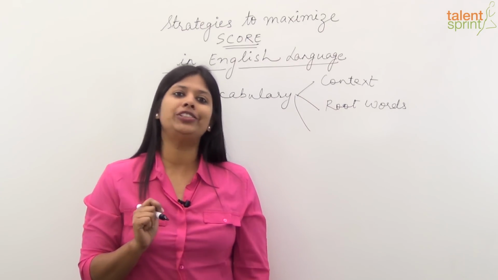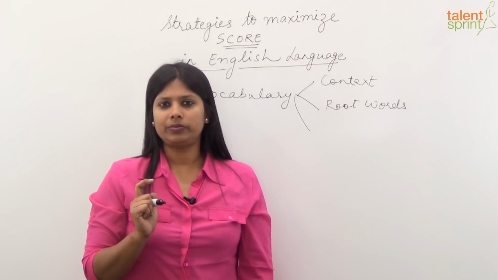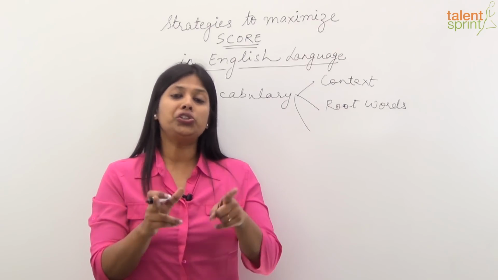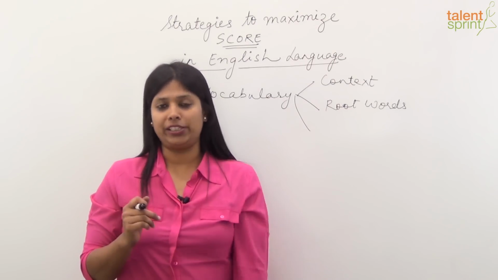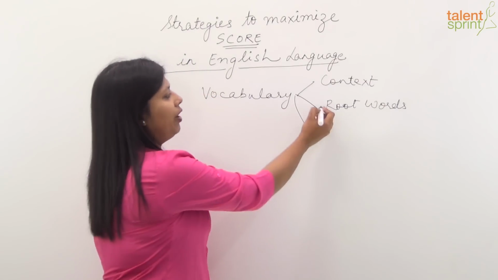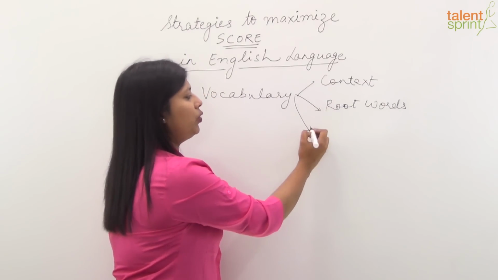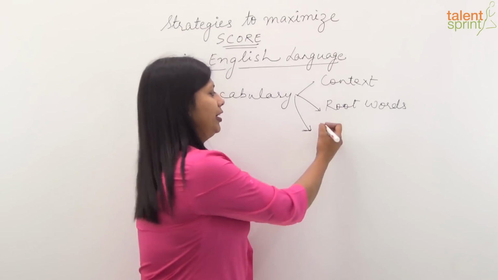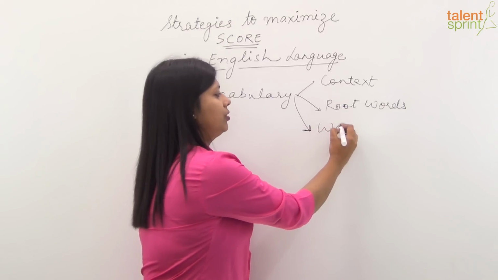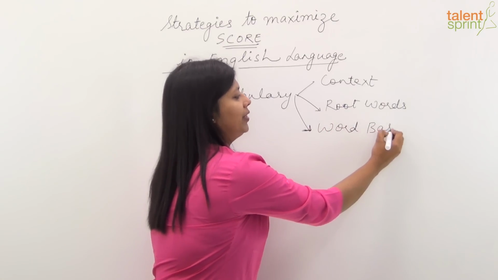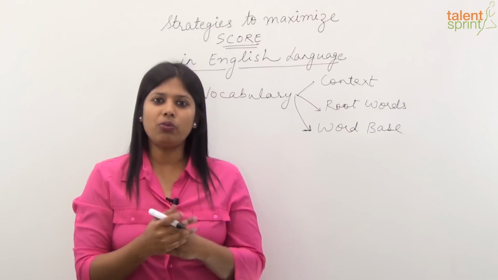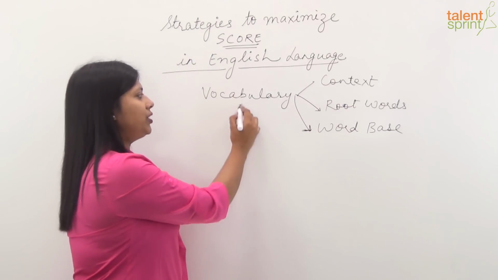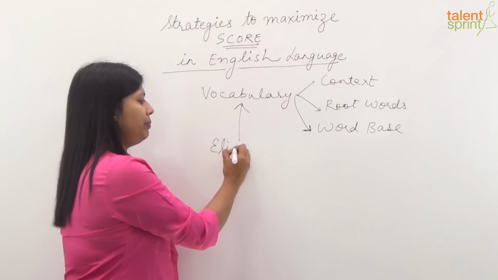If you have a good knowledge of, I would say, prefixes and suffixes, you should use the method of elimination, right? You have, of course, root words, and then you have your vocabulary, like a strong word base, right? Word base. So that is how vocabulary is tested. But again, I'm talking about attempting questions. You talk about elimination.